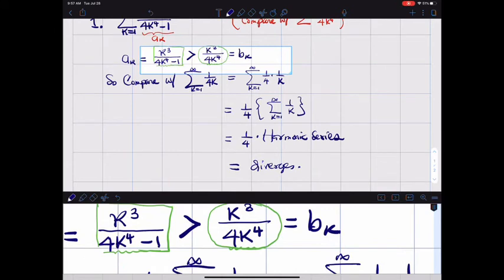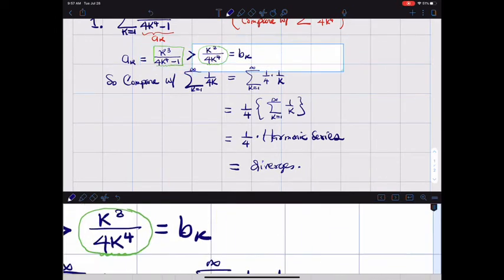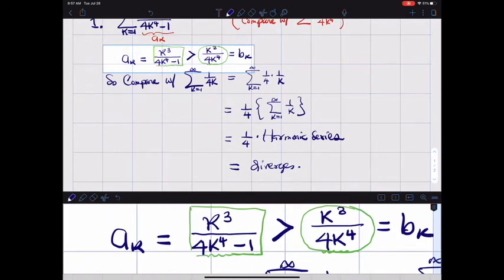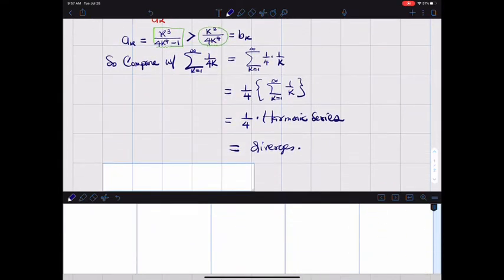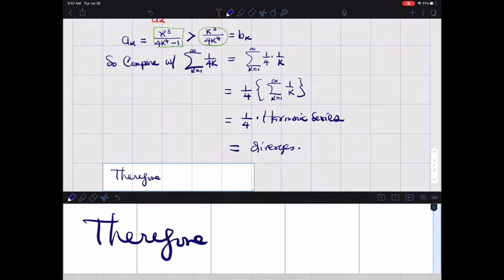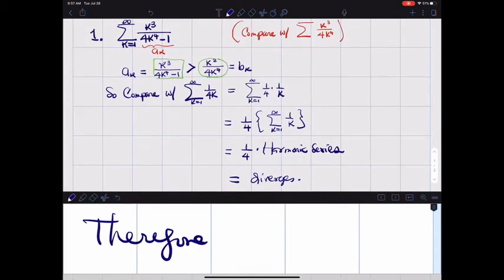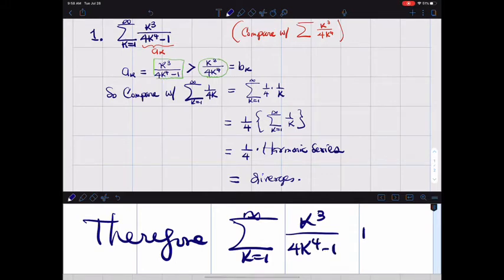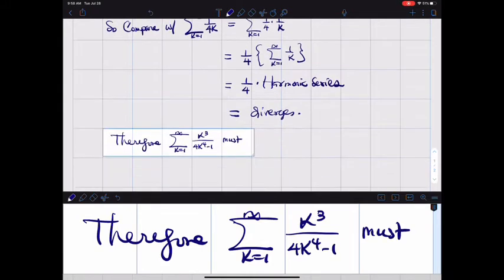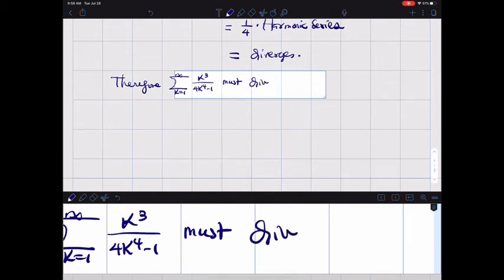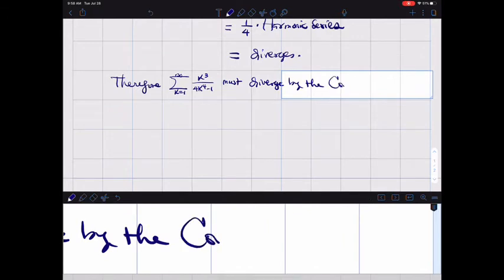So let's go back. We have a_k greater than b_k, and b_k diverges. Therefore, a_k must diverge. So our series, the sum k from 1 to infinity of k cubed over 4k to the power of 4 minus 1, must diverge by the comparison test.